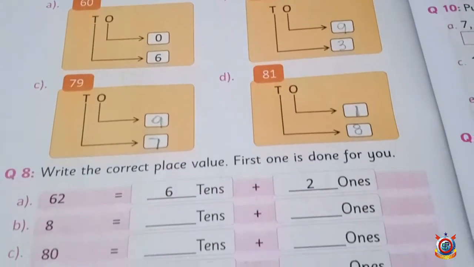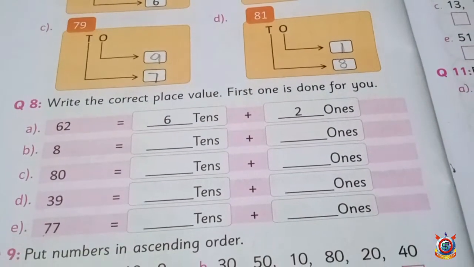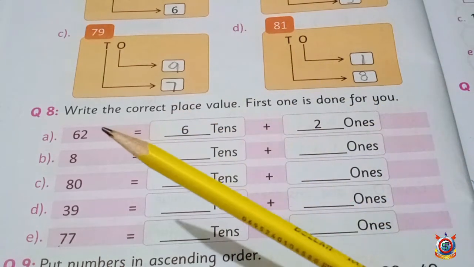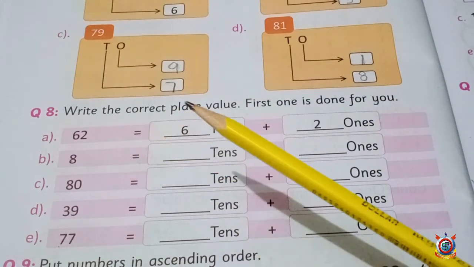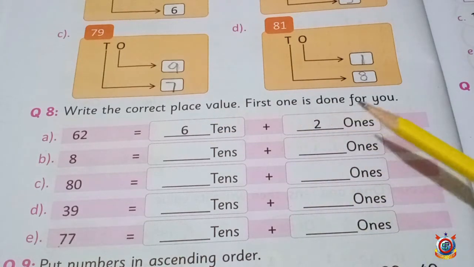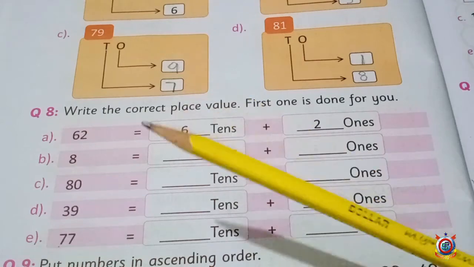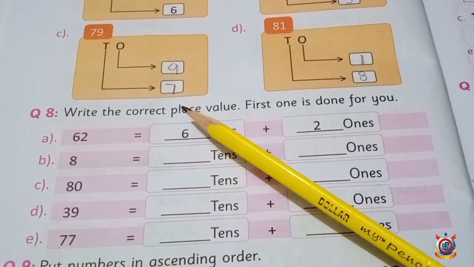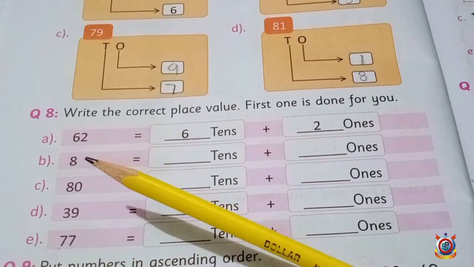Okay students, now we are on question 8, which is also very easy. This is question 8, and question 8 is: write the correct place value. First one is done for you. We have to write the correct place value. Place value का क्या मतलब होता है? It means कि आपके सामने जो नंबर है उसमें से टेंस क्या है, वंस क्या है.